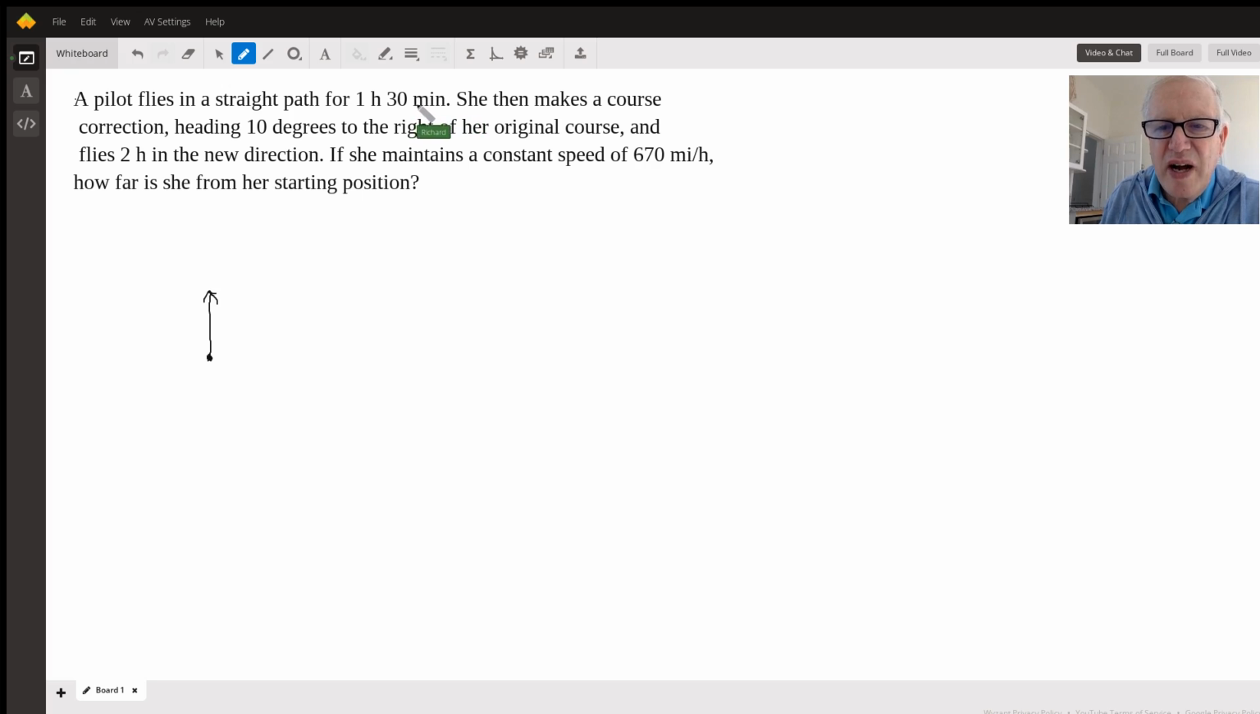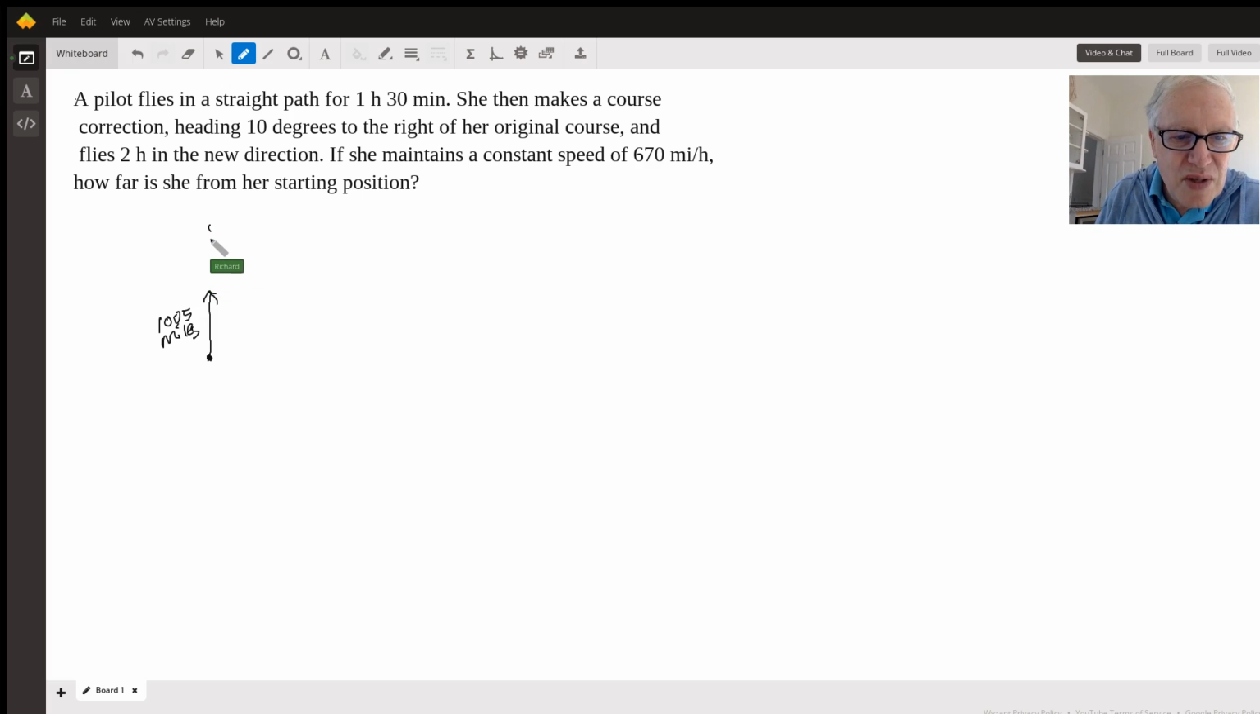1.5, you have to work in hours, times miles per hour. And when you do that, you get 1,005 miles. So she goes 1,005 miles, and then she changes direction.